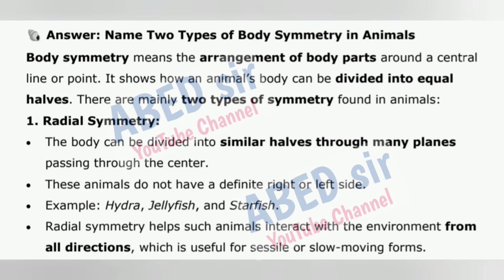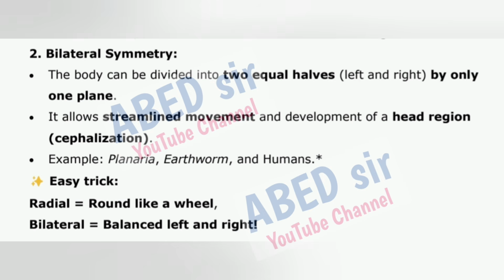Radial symmetry helps such animals interact with the environment from all directions, which is useful for sessile or slow-moving forms. 2. Bilateral symmetry. The body can be divided into 2 equal halves, left and right, by only one plane. It allows streamlined movement and development of a head region, cephalization. Example: planaria, earthworm, and humans. Easy trick: radial equals round like a wheel. Bilateral equals balanced left and right.